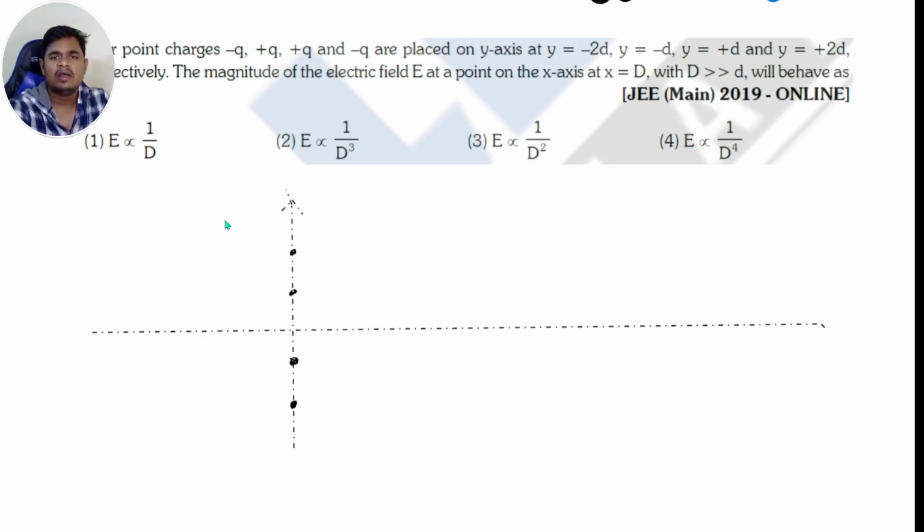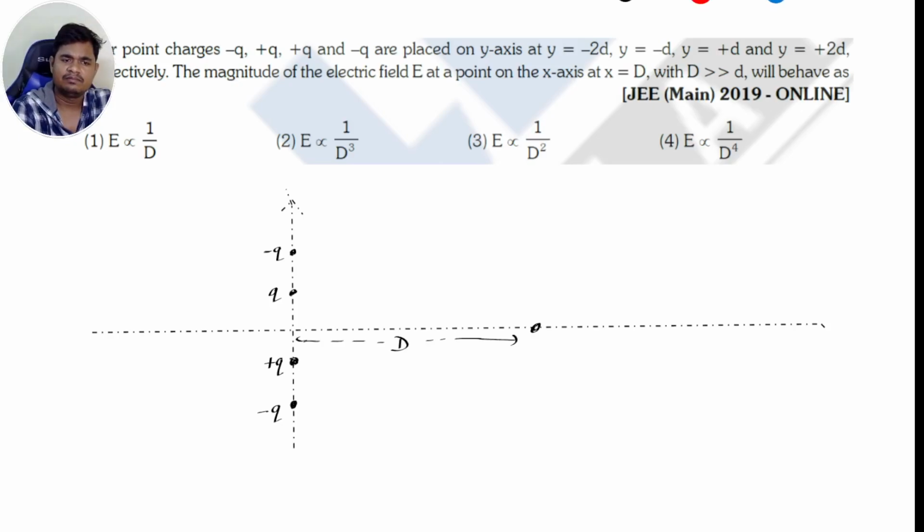So it is saying that at y equals minus 2d we have minus q charge, then at y equals minus d we have plus q charge, then at y equals plus d we have plus q charge here, and at y equals plus 2d we have minus q charge here. Now the magnitude of electric field E at a point on the x-axis, here this distance is capital D, from here to here. What is the value of electric field?